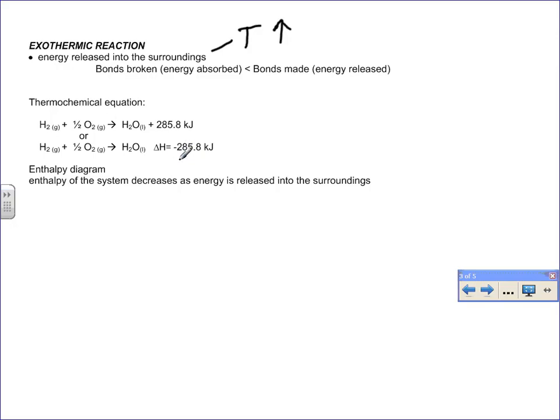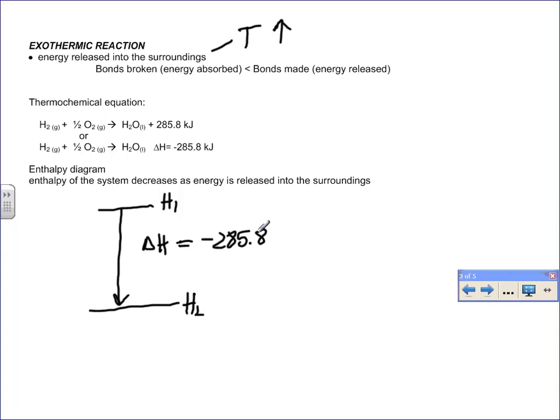Because the enthalpy change is negative, we know that during the course of the reaction, the enthalpy has decreased. So I'm starting with a certain amount of enthalpy. I end with a smaller amount of enthalpy, so the delta H here is negative. And I write the reactants up here and the products here.